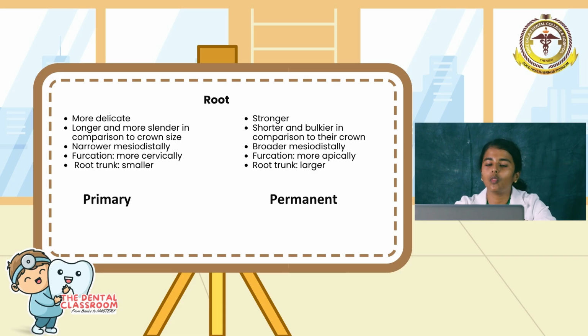And the size of the teeth will be narrower mesiodistally in the primary dentition, and broader mesiodistally in the permanent dentition. And furcation. What is furcation? Furcation is the point where the root divides into two. This furcation is usually more cervically placed in the primary teeth when compared to the permanent teeth. So the root trunk is the space between the cementoenamel junction and the furcation point, and it is usually smaller in the primary dentition when compared to the permanent dentition.